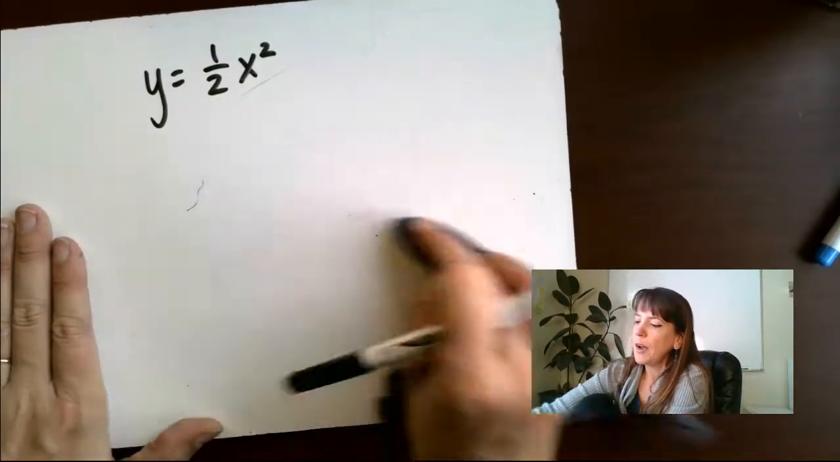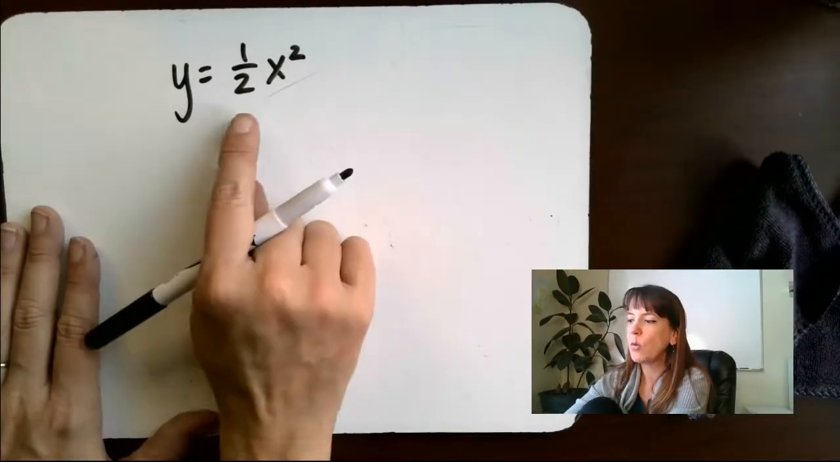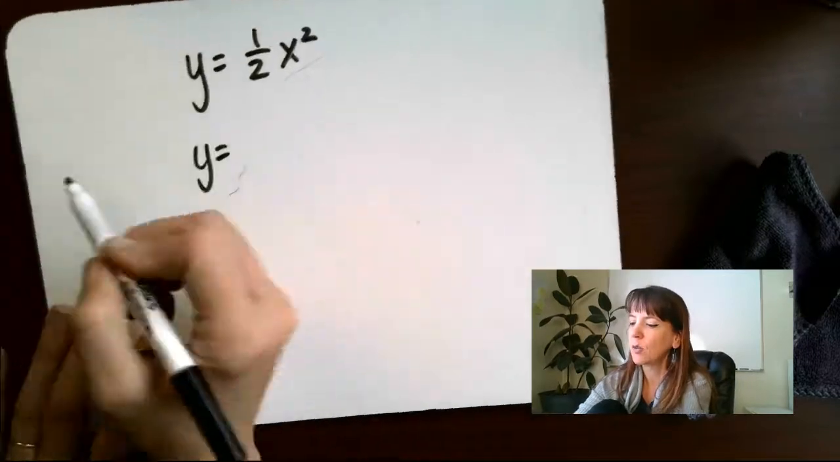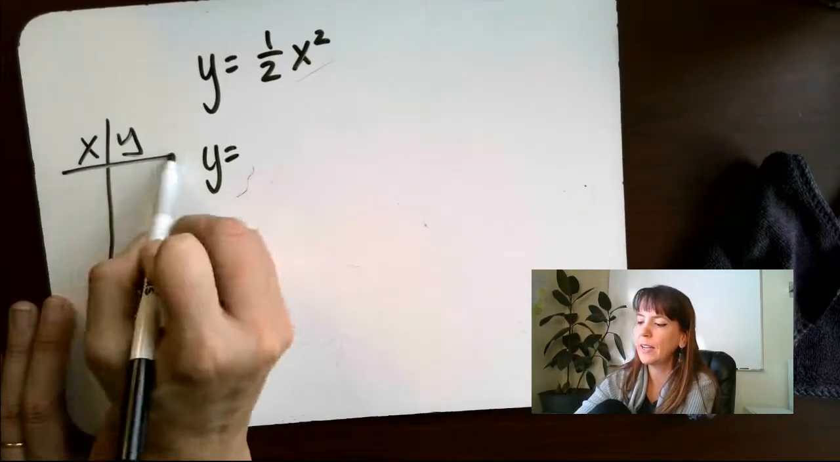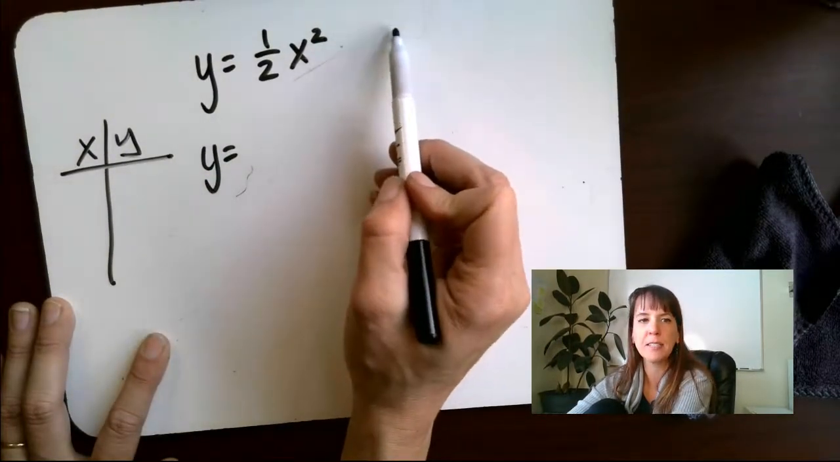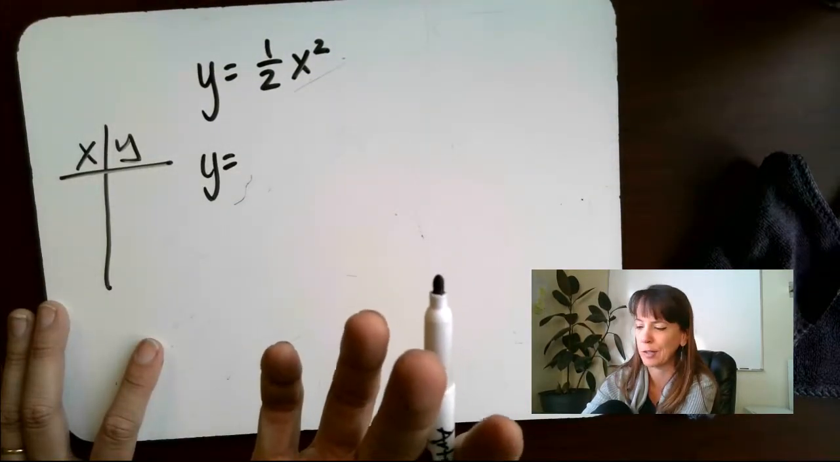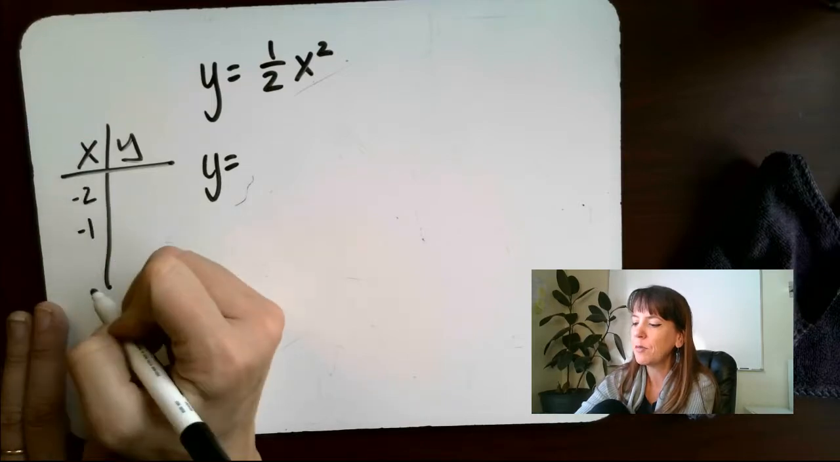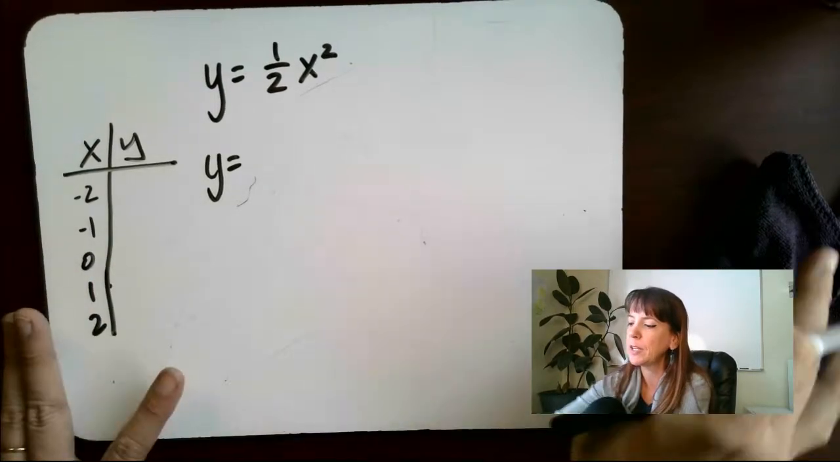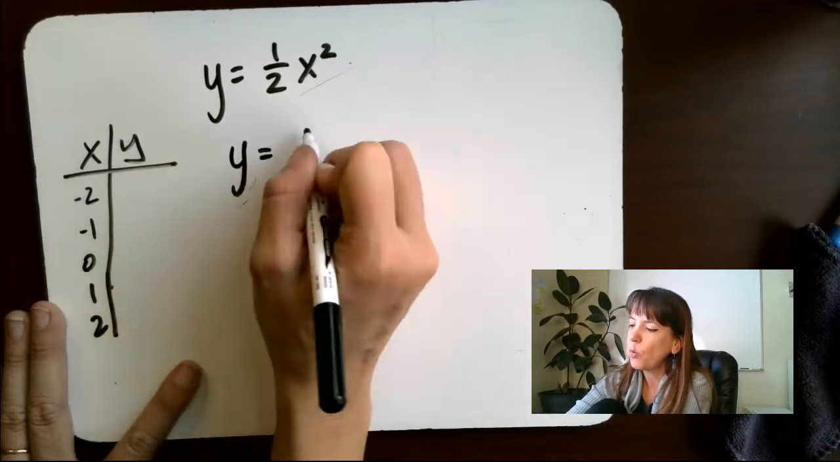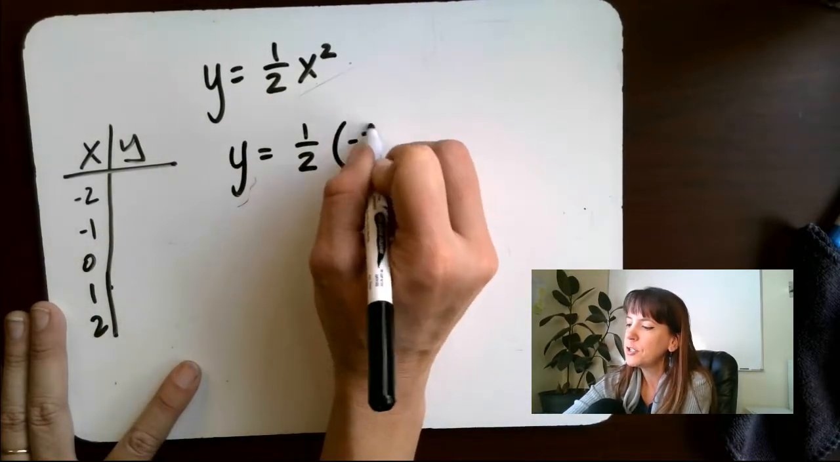So let's talk about how that works then for these guys. We have y equals 1/2 x squared. We're going to do an XY chart, right? And we know that there's no plus here or minus here or anything like that. So we know our vertex is going to be 0, 0. So negative 2, negative 1, 0, 1, and 2. If we do these guys all out like this, we get y equals 1/2 times negative 2 squared.